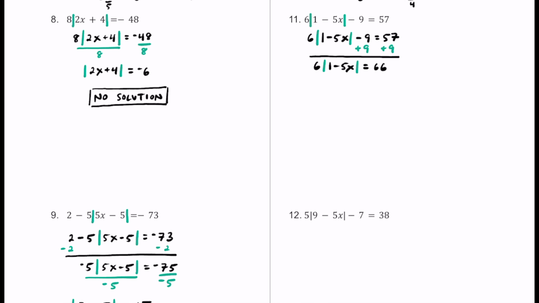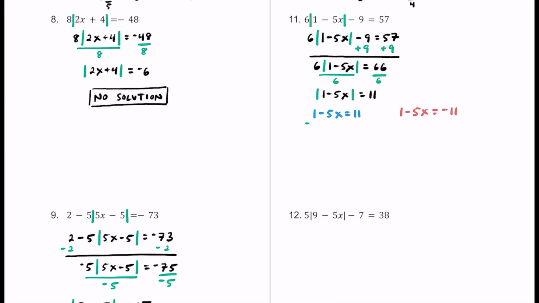Next, we want to get rid of this 6, so we can go ahead and divide both sides by 6. On the left side, these 6's are going to cancel with each other, so we're going to get the absolute value of 1 minus 5x. That's going to be on the left side, and on the right side, 66 divided by 6 is equal to 11. So we can now write two separate equations. So we can say 1 minus 5x is equal to 11. And for our second equation, we can say 1 minus 5x is equal to negative 11. All right, so those are our two equations.